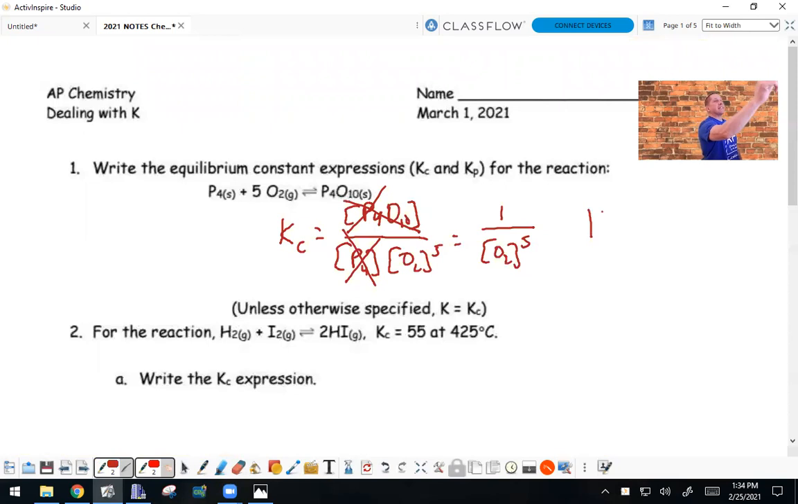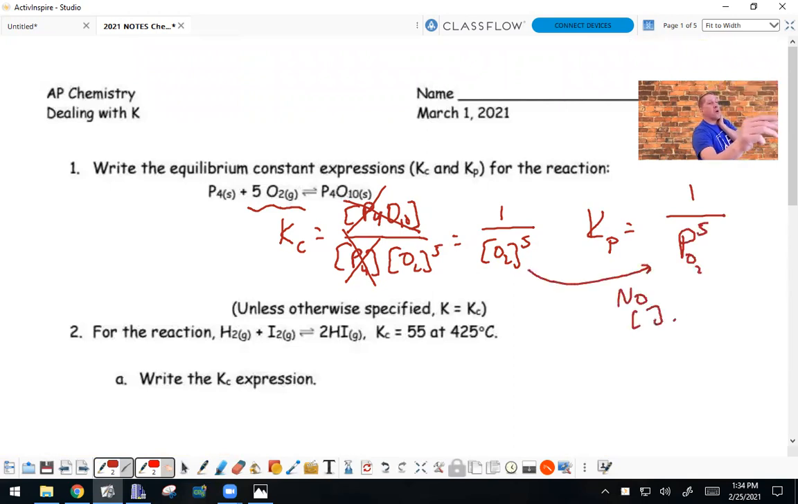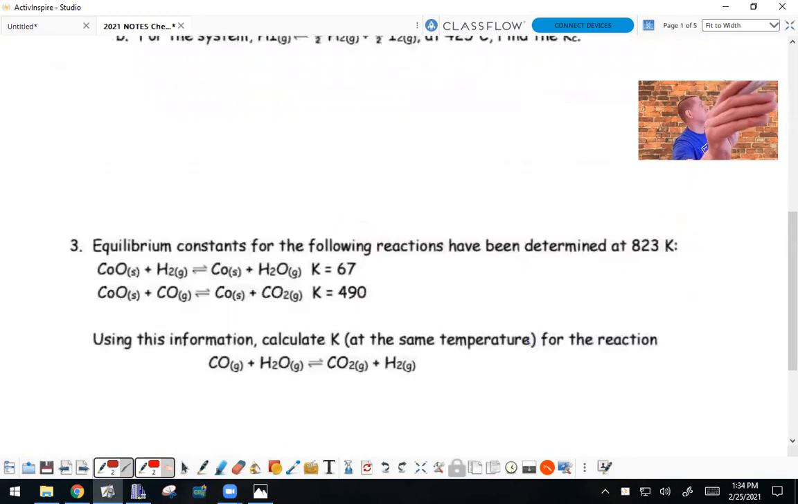And then when we do the Kc or the Kp expression, which is you just do gases. So once again, we don't have any products. So products over the reactant, which is O2 to the 5th power. Remember, no brackets when you do the Kp. Don't mark it wrong if you do brackets.